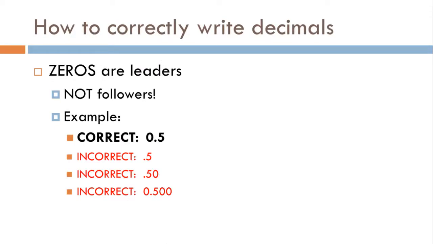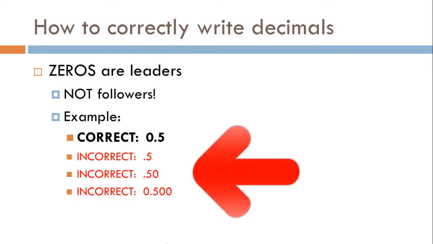All right, so how to correctly write decimals. Please understand this slide because there are so many people in healthcare that don't, and it creates a great source of making a medication error. It's that zeros are leaders, not followers. Repeat it after me. Zeros are leaders, not followers. For example, a correct way to write 0.5 is 0.5. Notice I have three incorrect ways after this. I have .5, I have 0.50, I have 0.500.